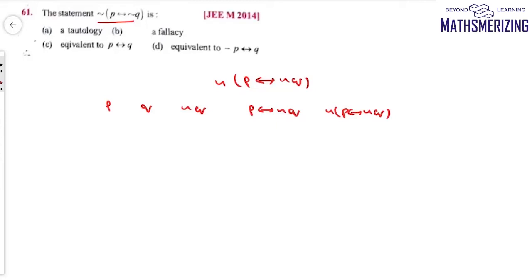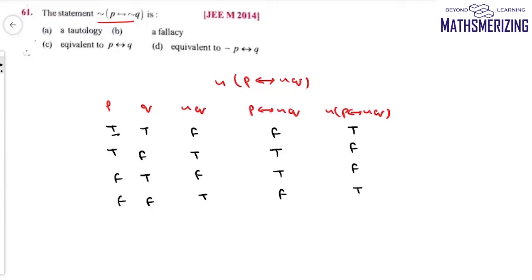So this is true, true, true, false, false, true, false, false. This is false, true, false, and true. Now P biconditional not Q, so true, false, false, true, true, true, false, false, true, false, true, false. Negation is true, false, false, and true. Now basically it's not a tautology, and it is not a contradiction, basically not a fallacy.